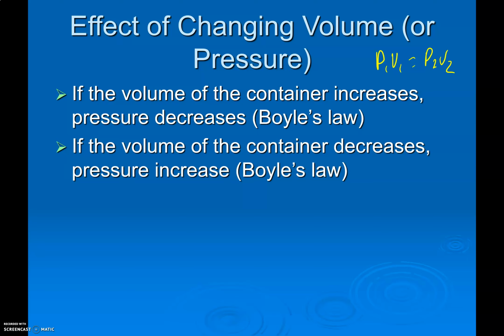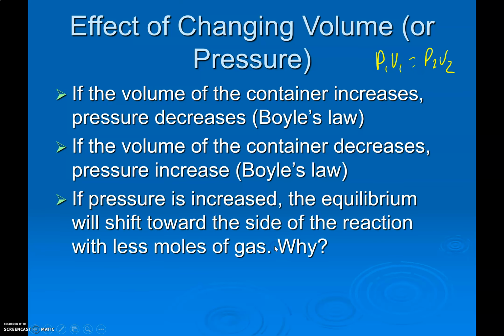Conversely, if the volume of the container decreases, and this is again assuming that the container is rigid, then the pressure increases, because the container is smaller and the molecules are going to hit the wall of the container more. So, if the pressure is increased on a system at equilibrium, the reaction will shift towards the side that has fewer moles of gas.